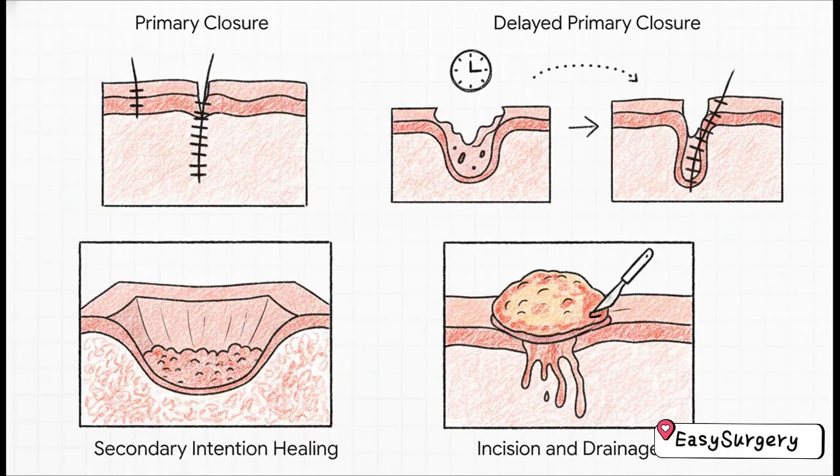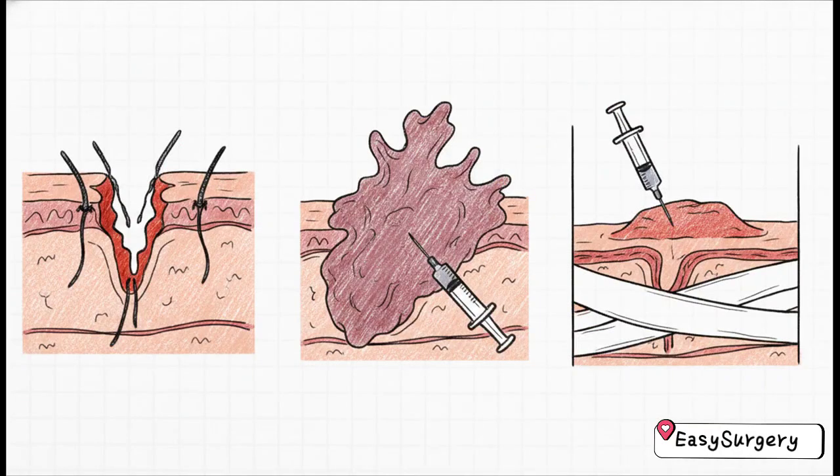The same logic applies to a carbuncle. You incise it, drain it, and leave it to heal by secondary intention. Now, even with textbook technique, complications happen. If a wound pulls apart and you get dehiscence, you start with supportive management, stepping in with surgical repair only if it's really required. But let's look at how we treat problematic scars long-term.